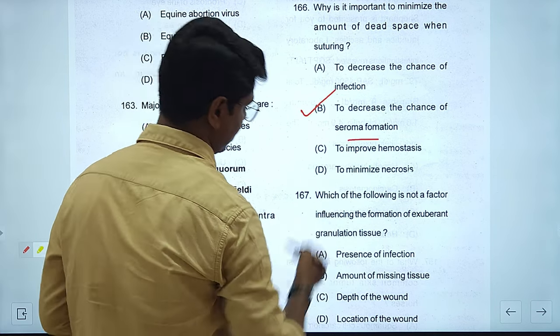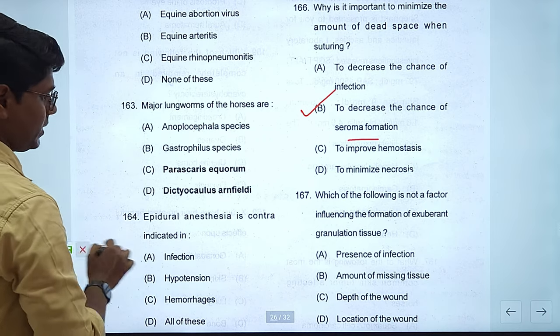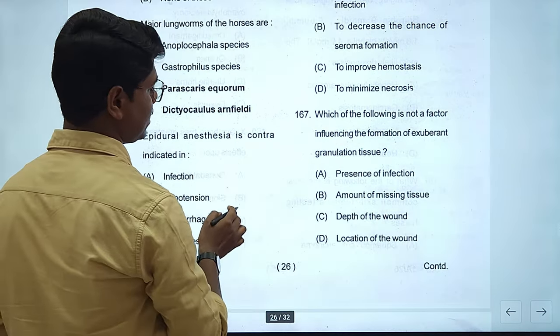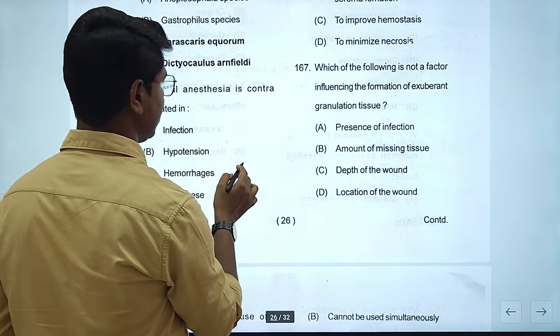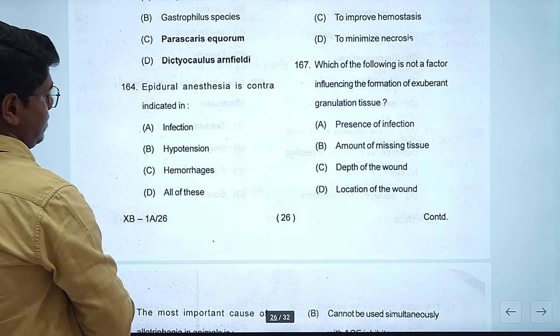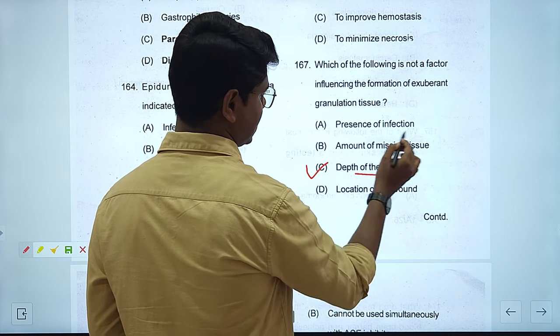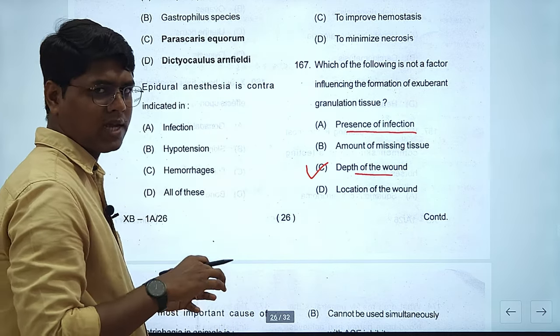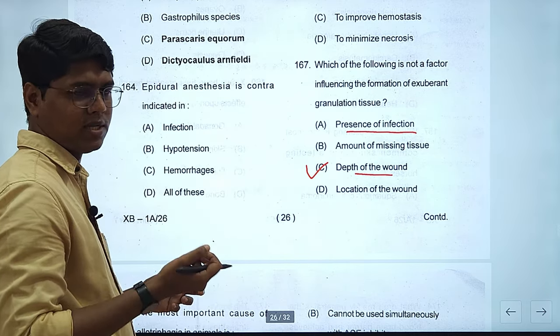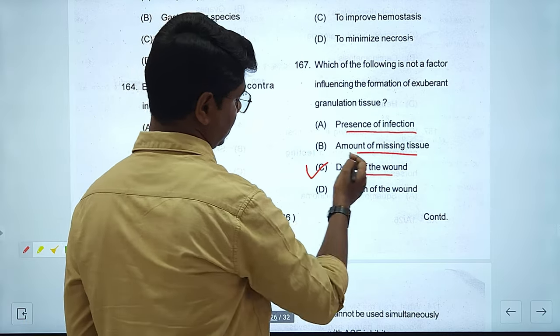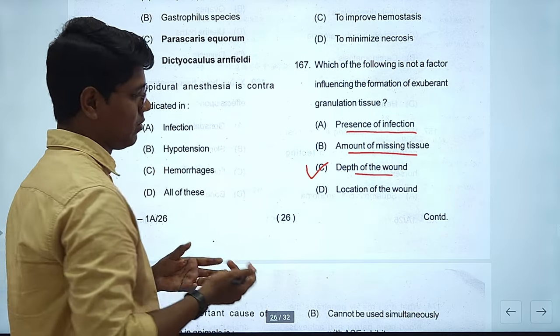Okay, seroma formation. Which of the following is not a factor influencing the formation of exuberant granulation? It means excessive granulation. Answer is depth of the wound. Okay, presence of infection. If it is highly infective, you will see granulation. If missing tissue is more, also you will find granulation.